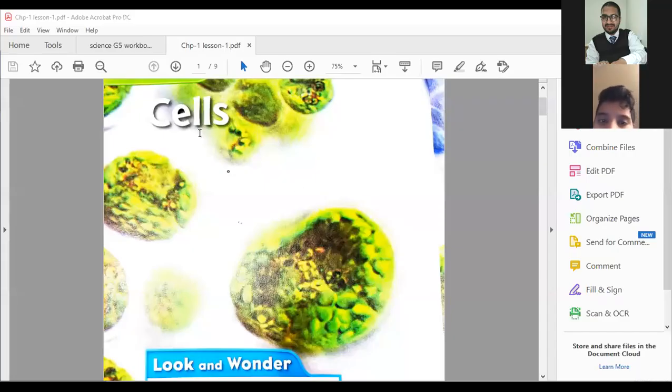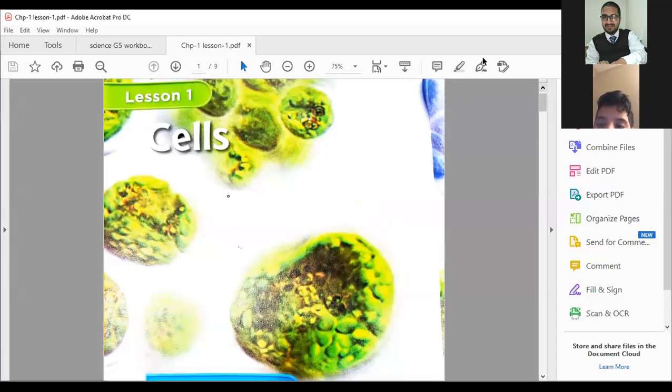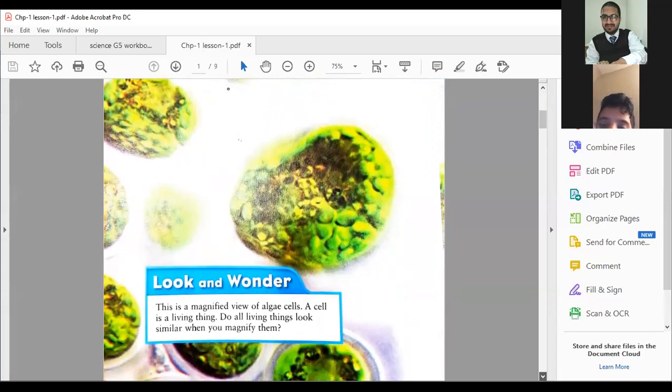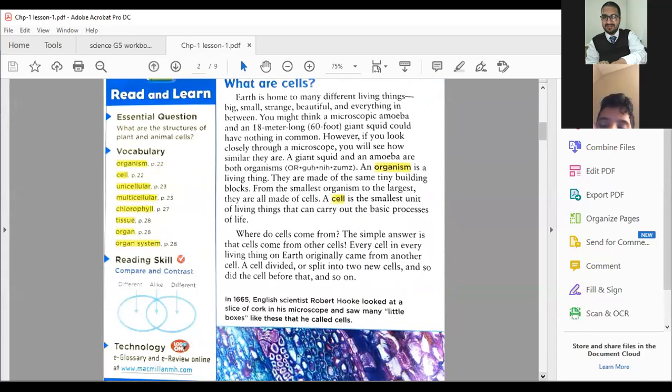Bismillah ar-Rahman ar-Rahim. This is chapter number 1 and lesson number 1, that is about the cells. We all know that we already discussed the cell in detail. So your textbook page number 22, where we learned about organisms and cells. What is an organism? Just know that it is any living thing, a living organism. You can say plants or animals, we name them as organism.